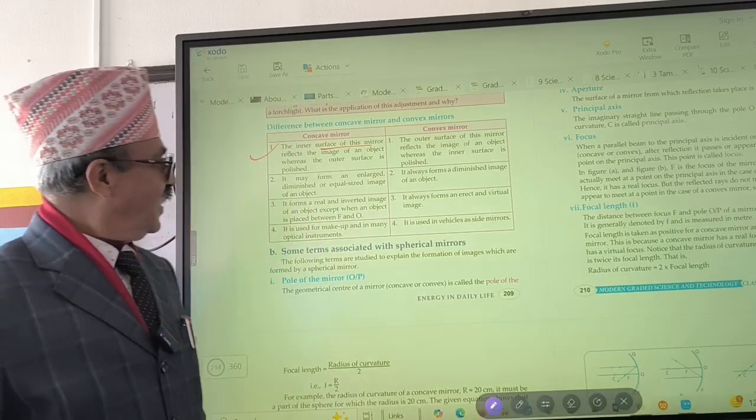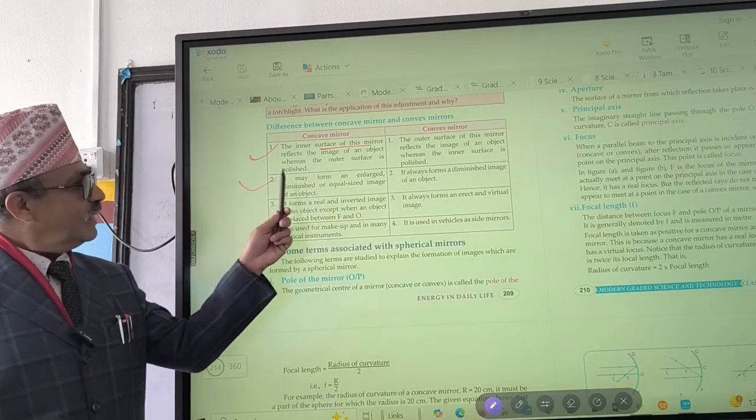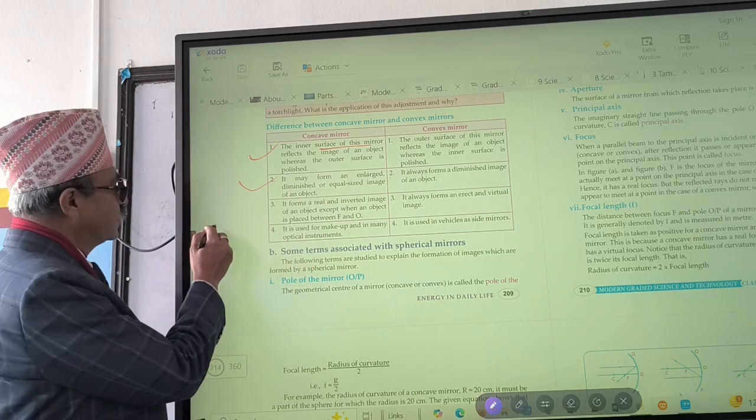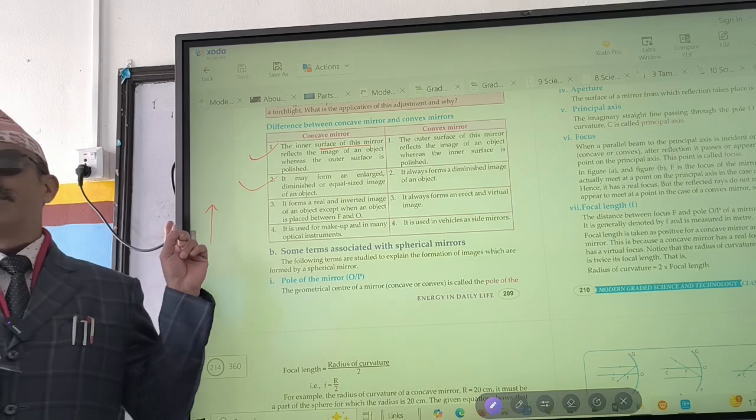Right? Okay, point number 2. Point number 2, what is here? Enlarged, diminished or equal size object. I mean, suppose this is the object. What is this? Object. The object is presented like this.